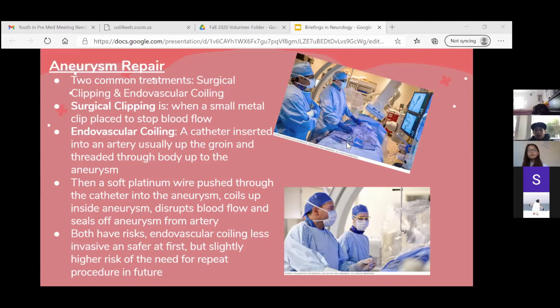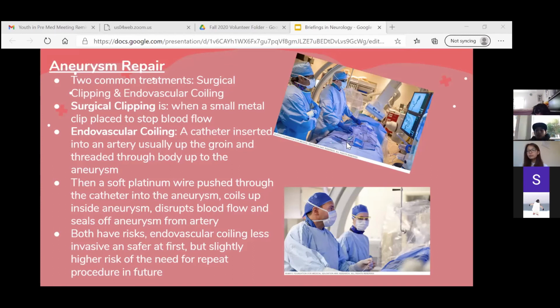Endovascular coiling is a procedure in which a catheter, which is a small hollow tube, is inserted into an artery, usually through the groin. The catheter is threaded through the body to the aneurysm. Then a soft platinum wire is pushed through the catheter and into the aneurysm. The wire coils up inside the aneurysm and disrupts the blood flow, which hopefully seals off the aneurysm.